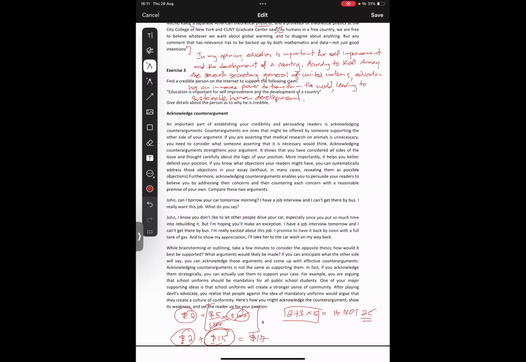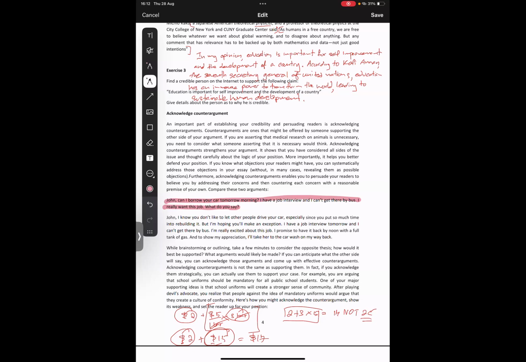Let's have a look at this example of someone trying to borrow his friend's car. So this guy, we don't know what his name is, and his friend's name is John, right? So he walks up to John and says, "Hey, yo, John, can I borrow your car tomorrow morning? I have a job interview, and I can't get there by bus. I really want this job. What do you say?" If you were John, would you lend your car to this person? Well, don't tell me yet, okay?